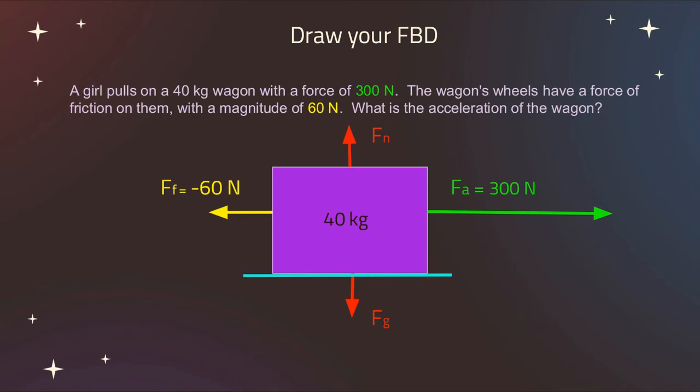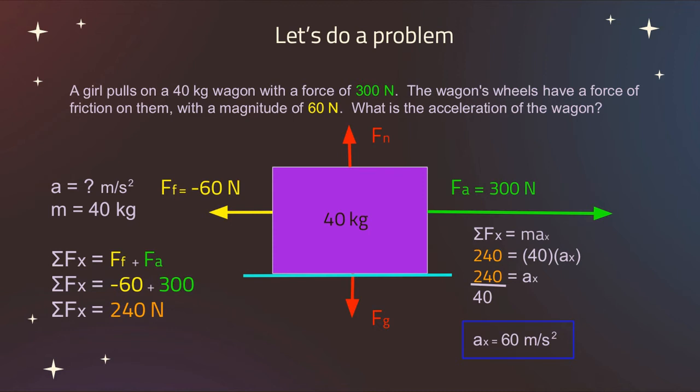I don't have FG or FN values, but at the same token, I don't need them because I'm looking at the acceleration of the wagon at a horizontal point. So my job is to only focus on the X component, or the horizontal component, of this. So let's go ahead and do our steps, which is to list our knowns and unknowns. Our unknown is acceleration. The unit for that is meters per second squared.